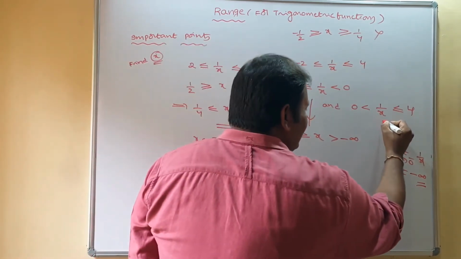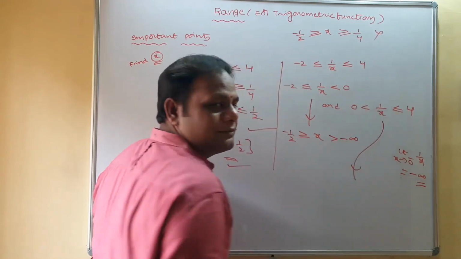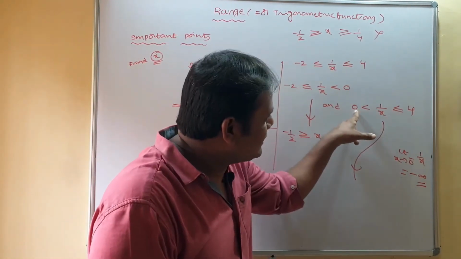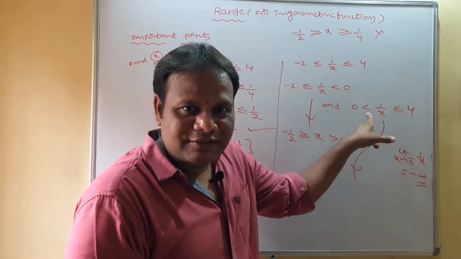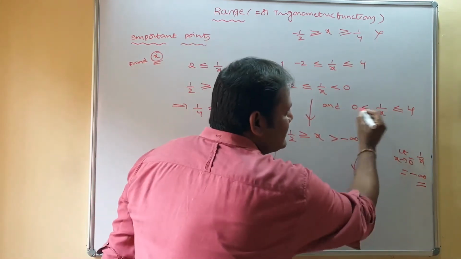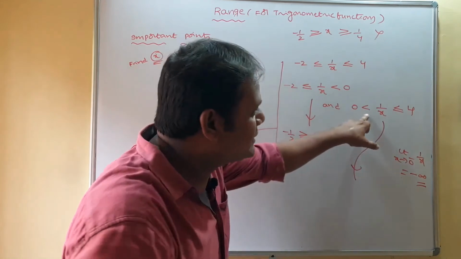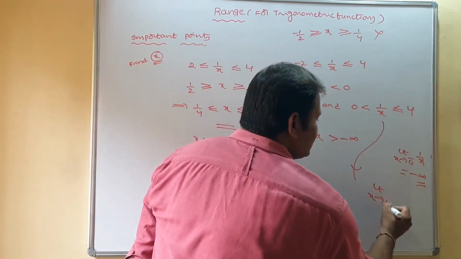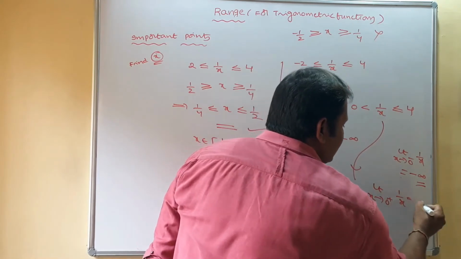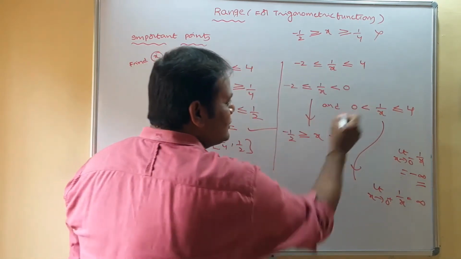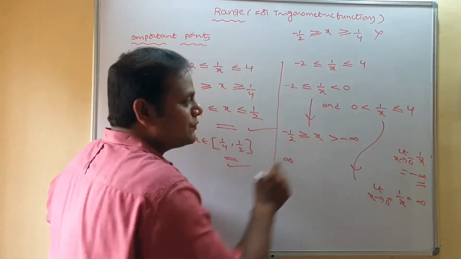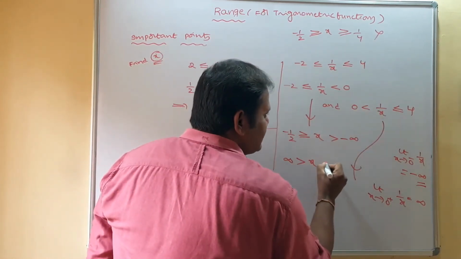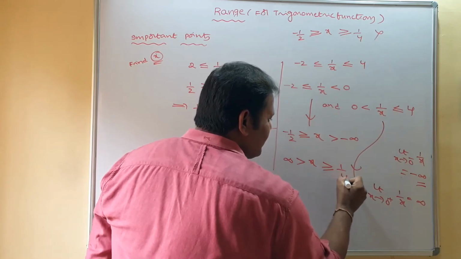And if you take reciprocals of this interval, here it is 0 to 4. Is it 0 plus or 0 minus? Yes, here it is 0 plus. So the limit as x tends to 0 plus of 1 by x approaches infinity. So that is infinity. Less than becomes greater than, and 1 by x becomes x, greater than or equal to 1 by 4.